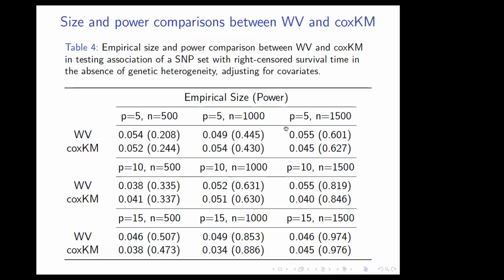Then we compare the size and the power between WV and the coxKM in the absence of genetic heterogeneity. According to this table, you can see that both tests control the type 1 error well around the nominal level, and the 2 tests have comparable power.